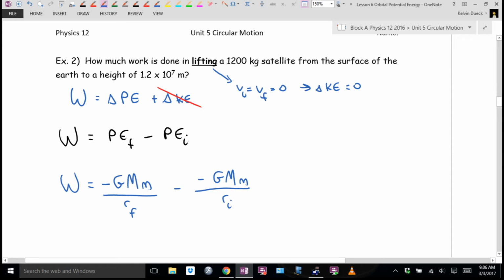By the way, we should end up with a positive answer, because it will take work to lift something up. We will have to add energy to get it up that high. We're going to get that positive answer from that.